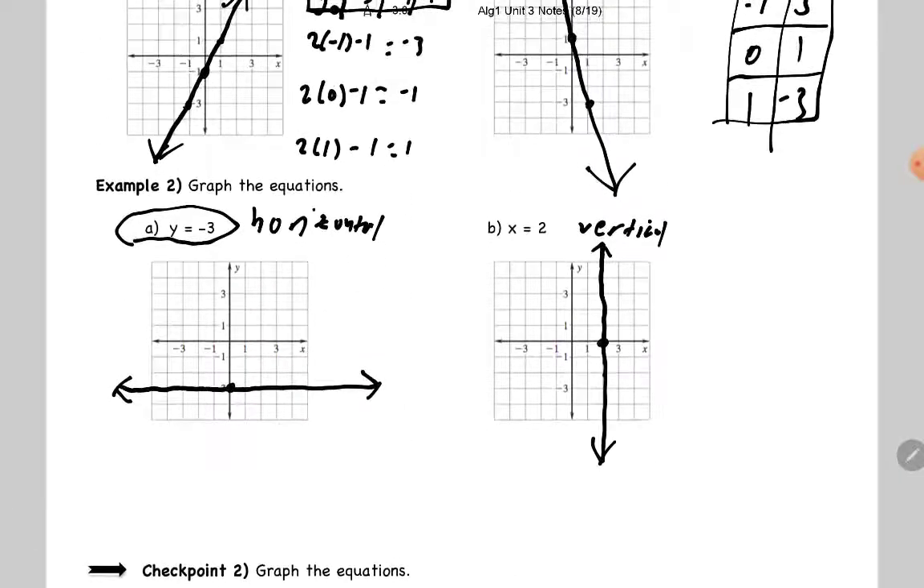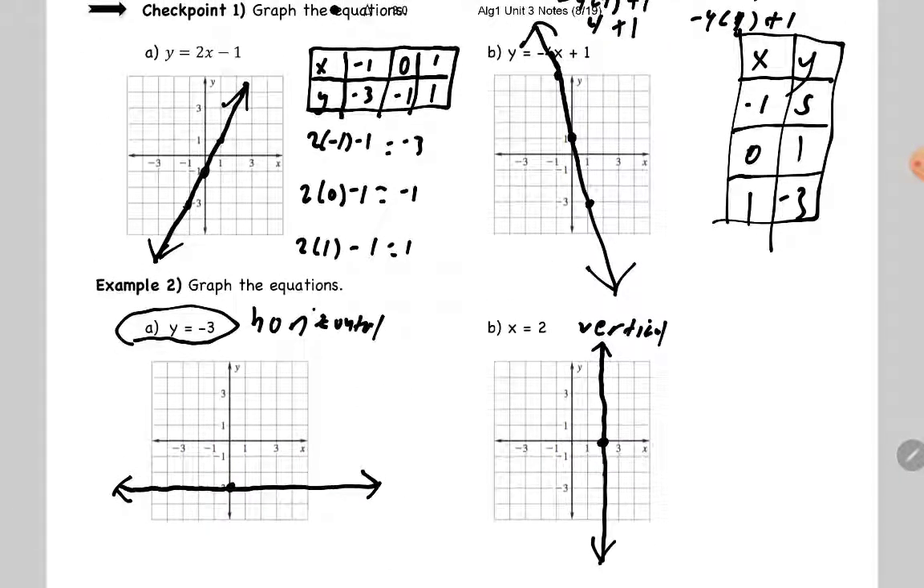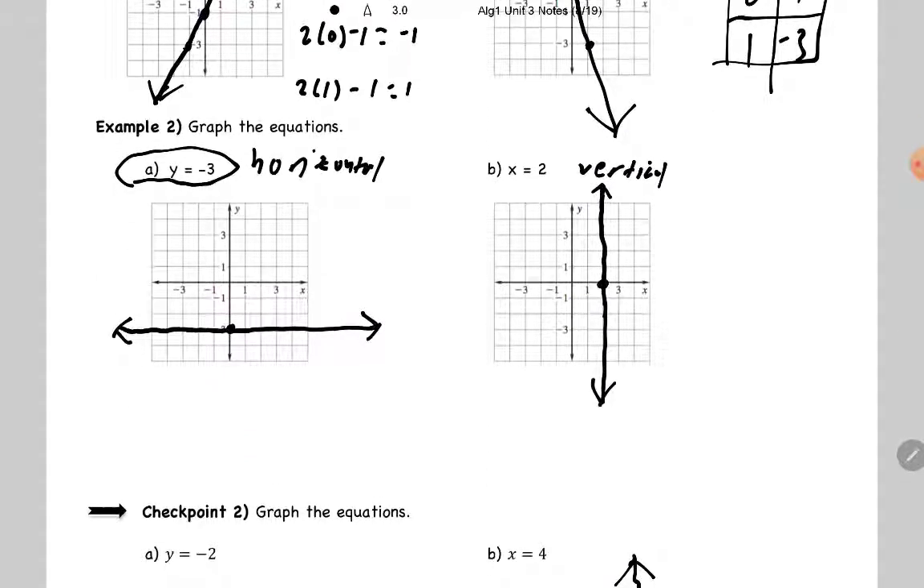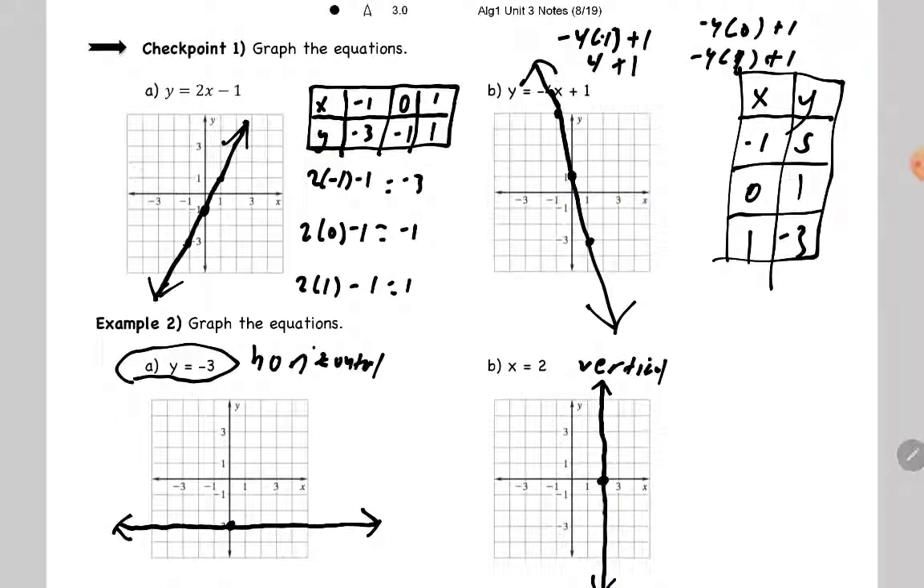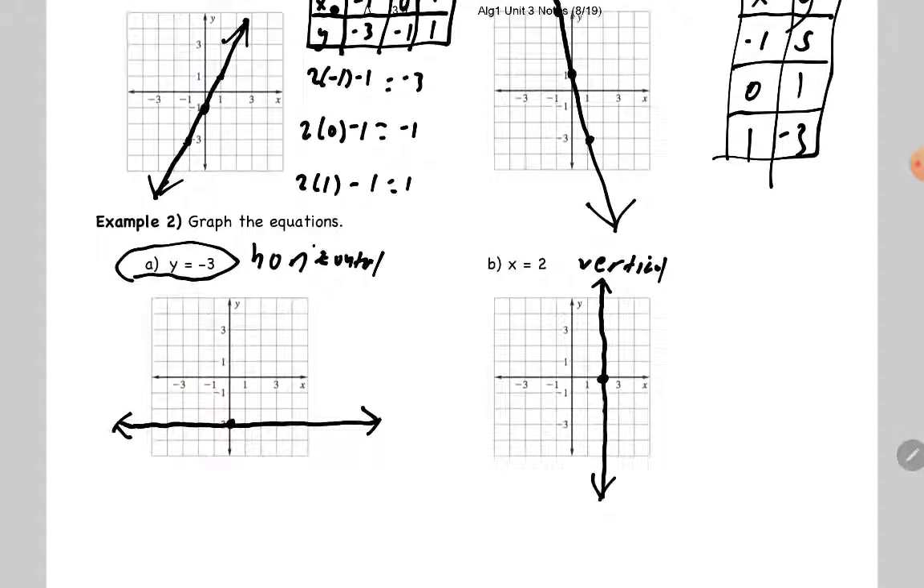Alright, so make a table, use easy coordinates for your x, plug them in to get some answers for your y, and then plot the points. Make sure you have at least 3 points, except for these examples down here, where I manually got the 1 point, but as long as you know it's a horizontal line or a vertical line, you should be fine. And don't forget arrowheads. We need the arrowheads. Arrowheads say it goes on forever and ever. I can plug in 5 in the equation, 6 in the equation, and so on and so forth.